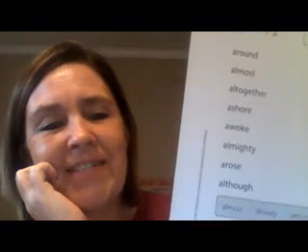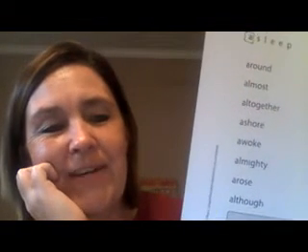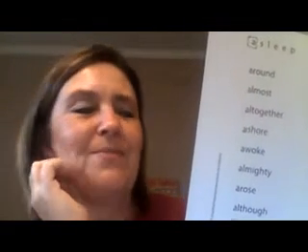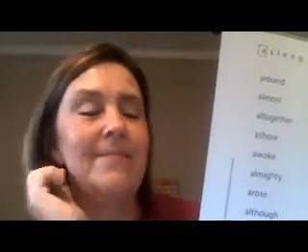Are you impressed I was able to read those without looking? I was reading through the paper because it's translucent. It's not transparent.